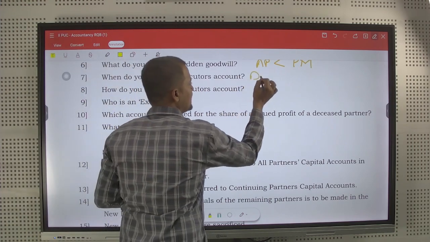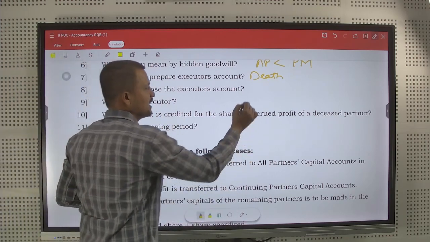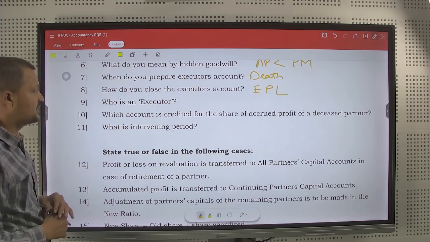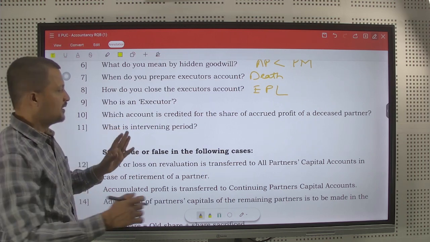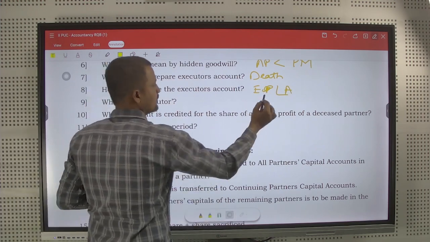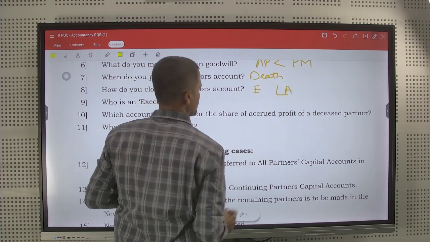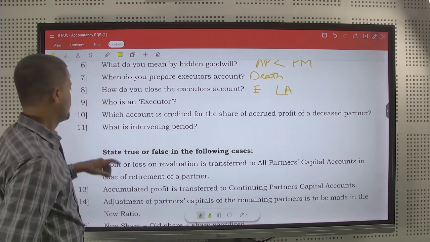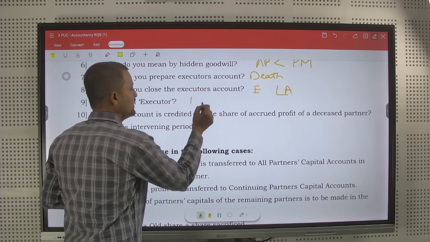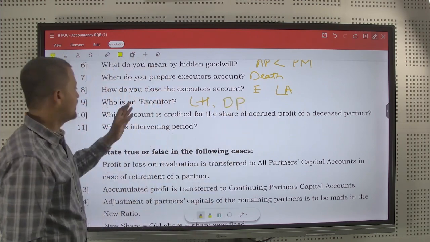At the time of death of a partner. How do you close the executor's account? By transferring it to the executor's loan account. Sorry, this should be the executor's loan account. Okay, next. Who is an executor? The legal heir, very important. The legal heir of a deceased partner is called the executor.